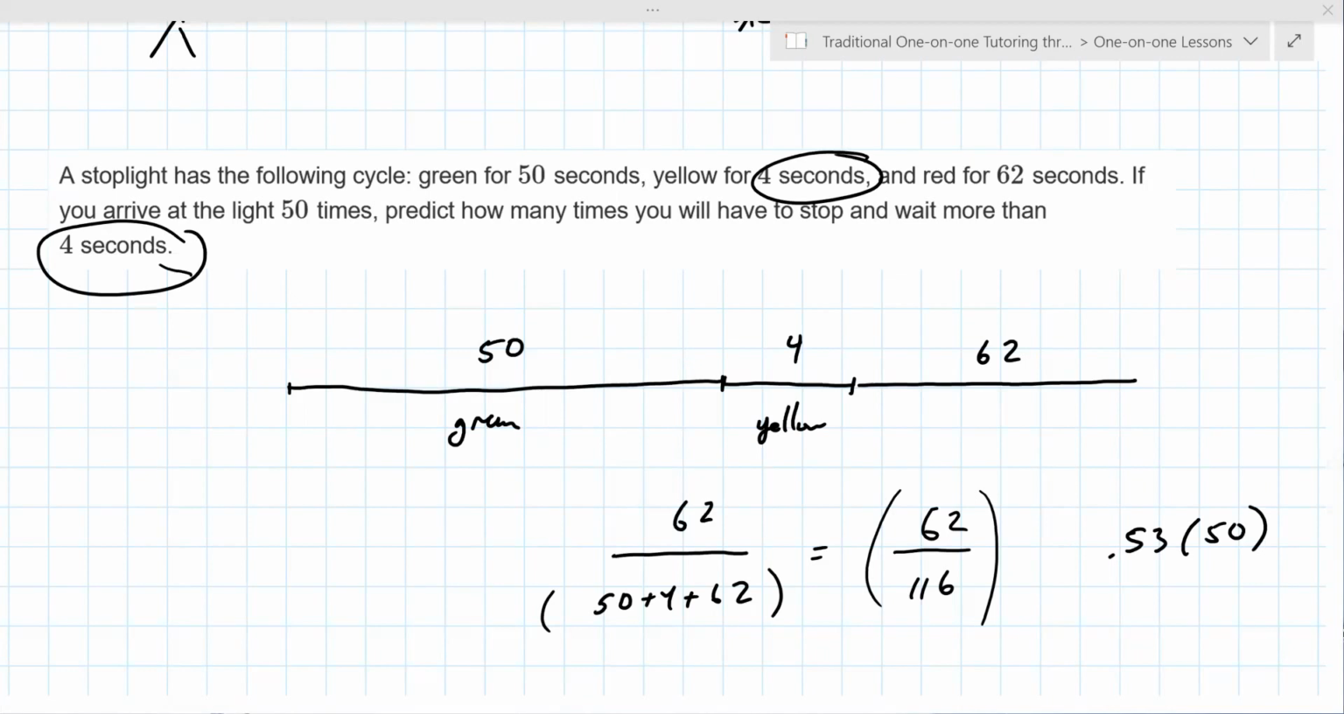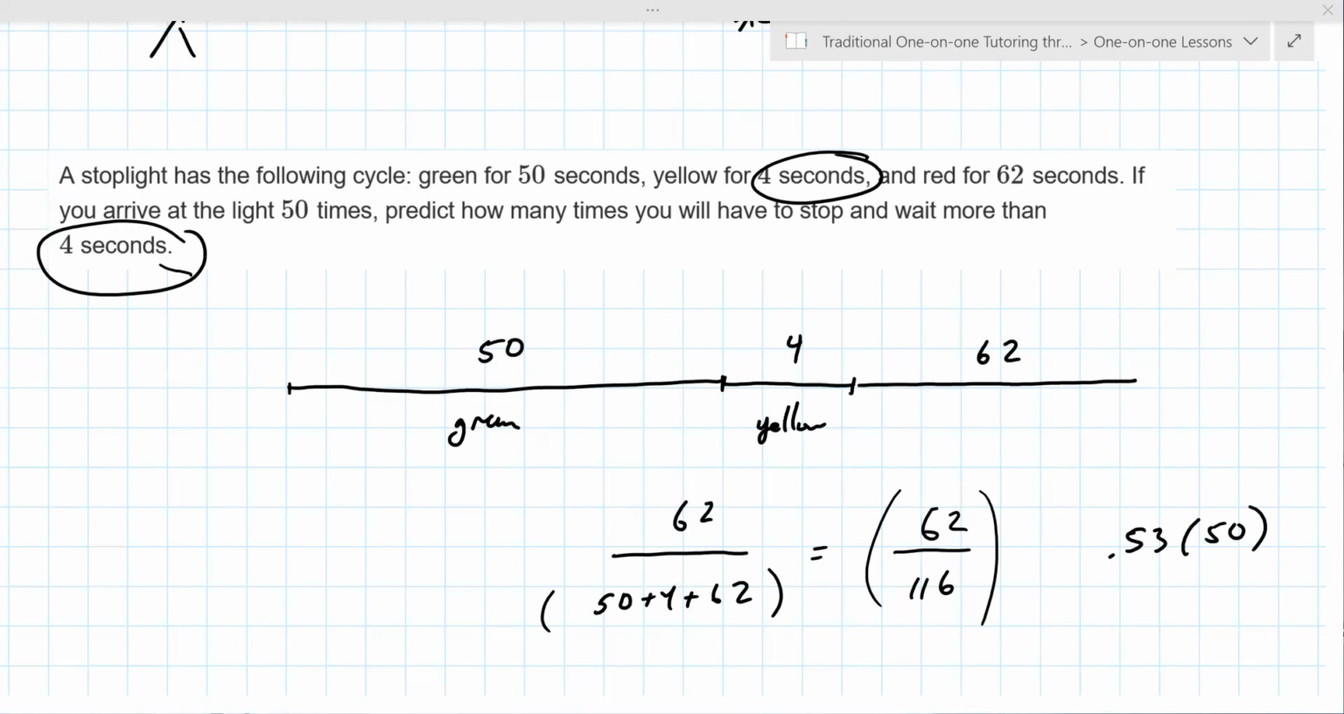All right. So interestingly, of course, that one isn't correct. It says there predict how many, so you arrive at the light 50 times and then you predict how many times you'll have to stop and wait more than 4 seconds. So okay, sometimes these questions are written in a way where something that's obvious to the person writing it is not obvious to us. Do you have to add 62 to 4? I couldn't. Yeah, but maybe. Let's not worry about it. This is fine. We'll just move on.